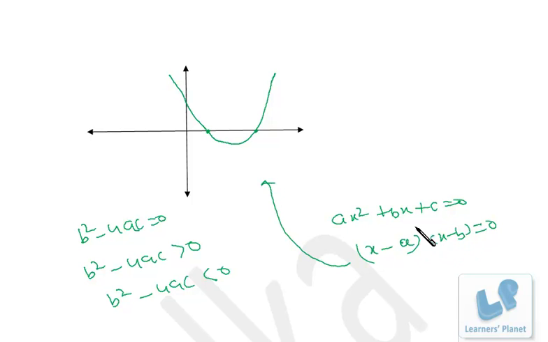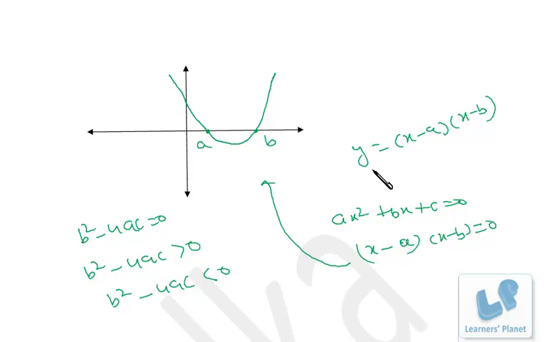So this is A and B. This is the point A and this is the point B. That means when x is equal to A, when you put x is equal to A, y will be 0. Suppose this is actually (x minus A)(x minus B), right?